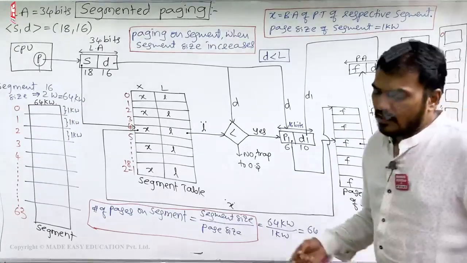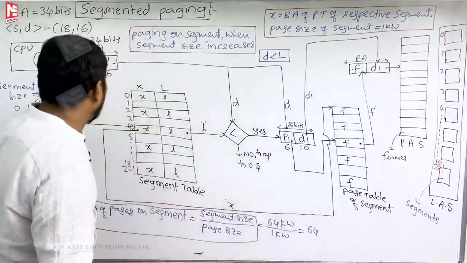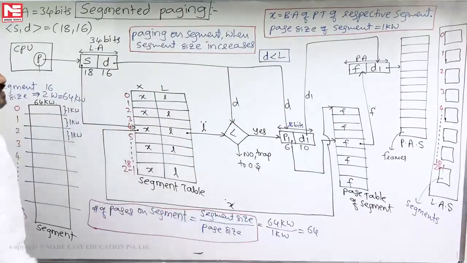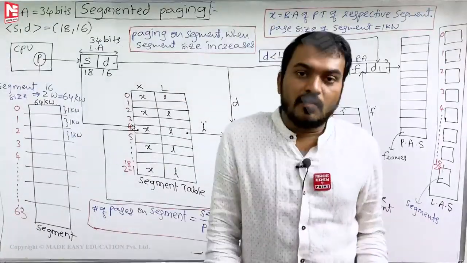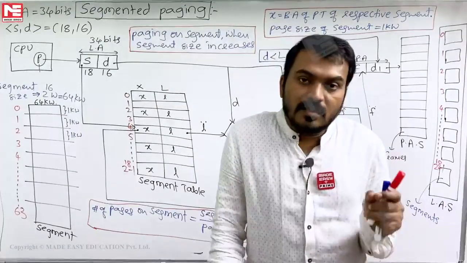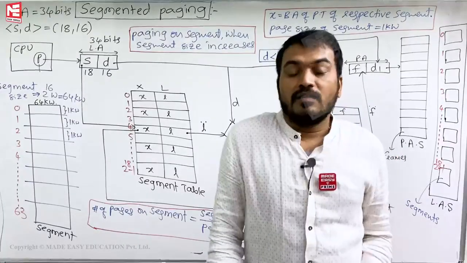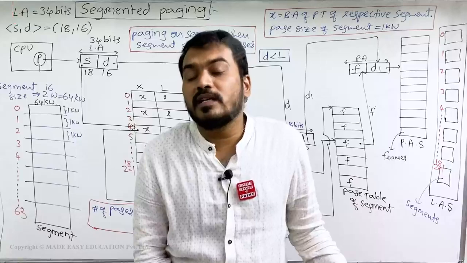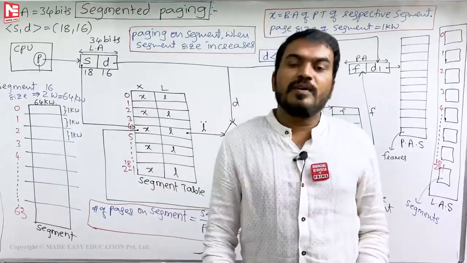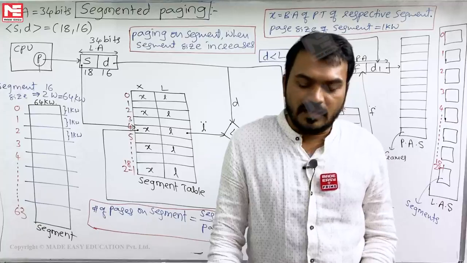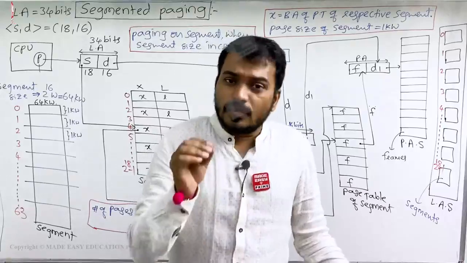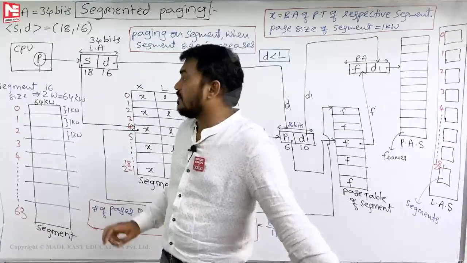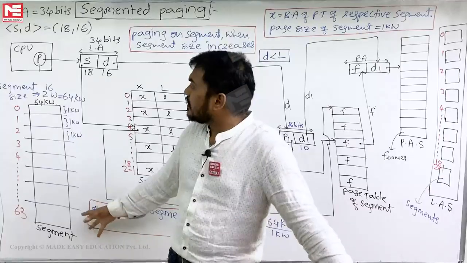Now understand here. Total 64 pages you are getting, 0 to 63. Now remember, I told you already in the paging class that whenever paging is applied, we need to maintain what? Page table. Whenever paging is applied, the page table has to be maintained. So here, we are applying paging on the segment.